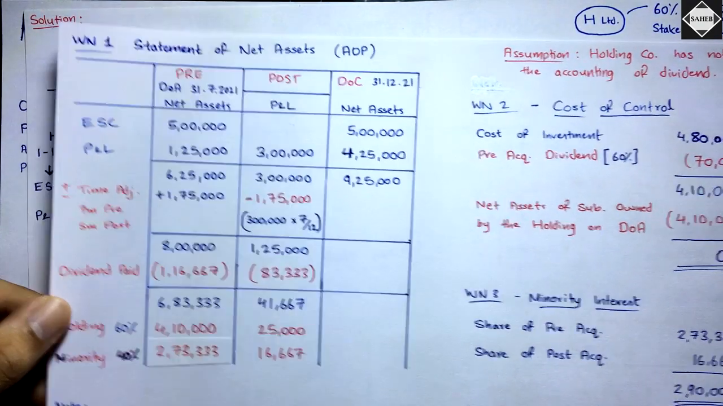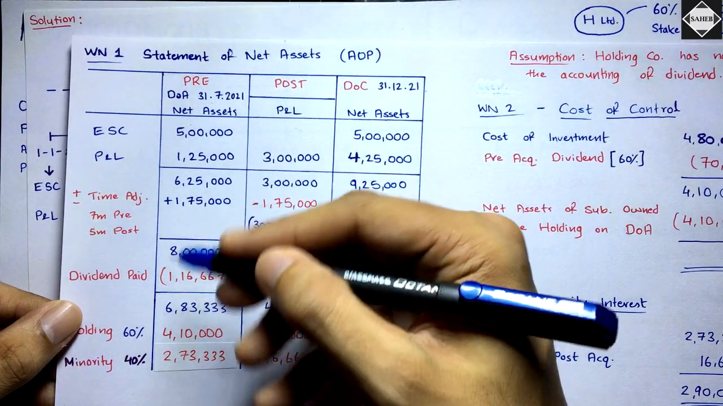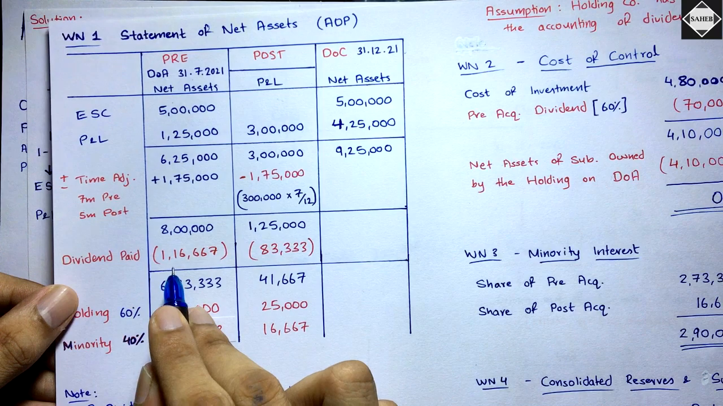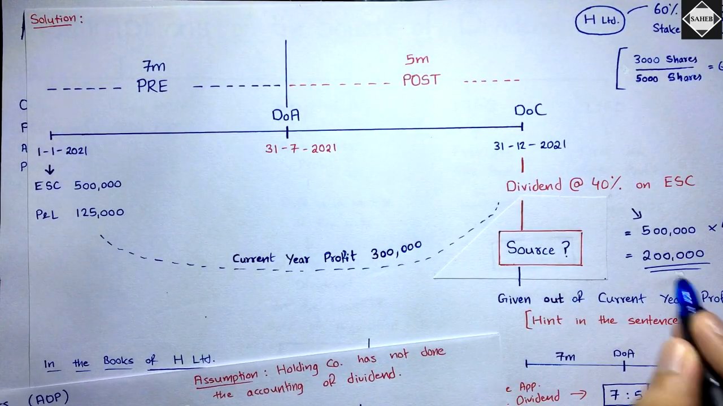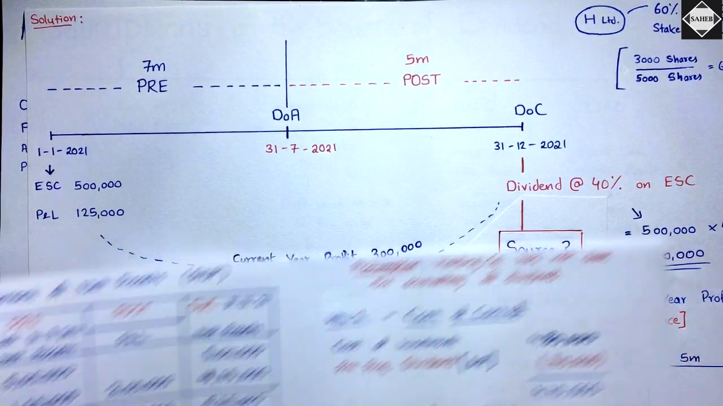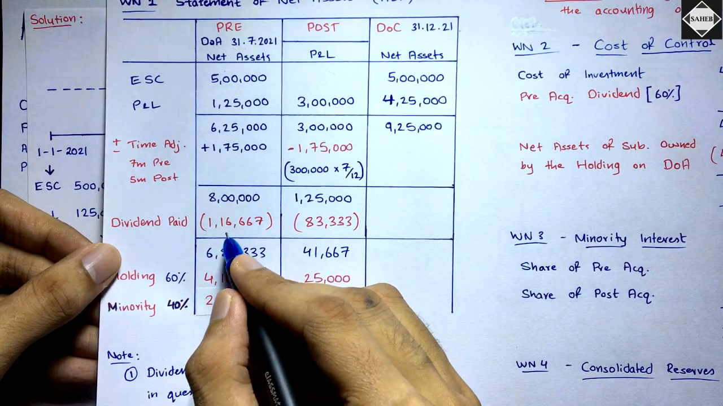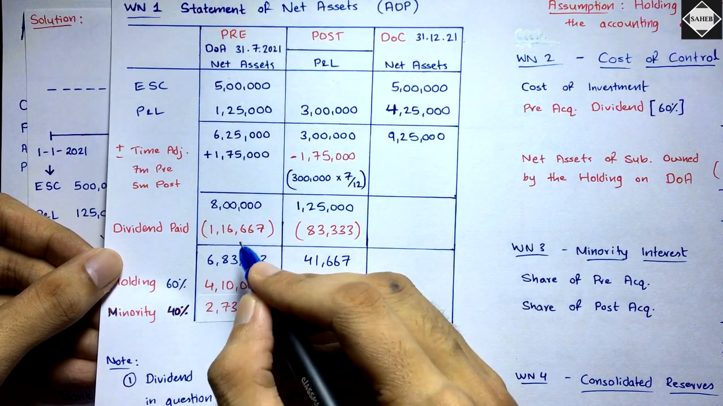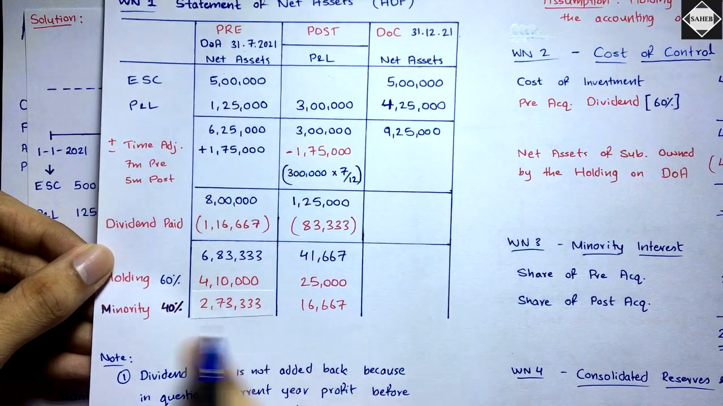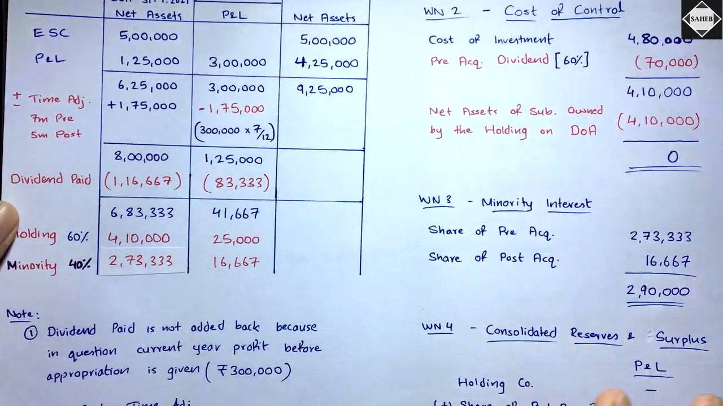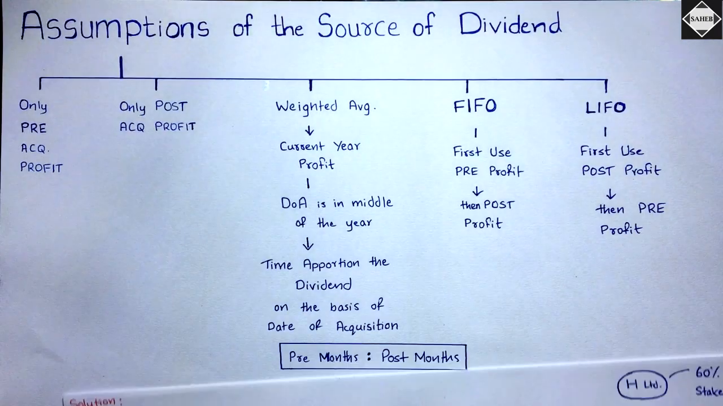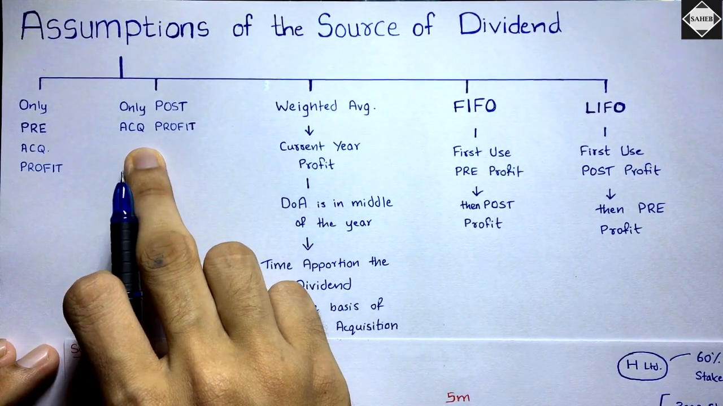So if the dividend is entirely given out of pre-acquisition profit, then you will subtract here minus dividend paid 2 lakh. 2 lakh dividend entirely given out of pre-acquisition profit, then you will subtract entirely from the source. The source is pre-acquisition profit, you will subtract over here, only here, minus 2 lakh, that's it. And then of course these figures will change, and so will the other working notes. Is that clear? Yes.